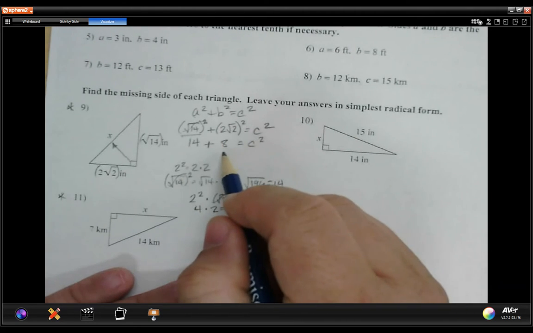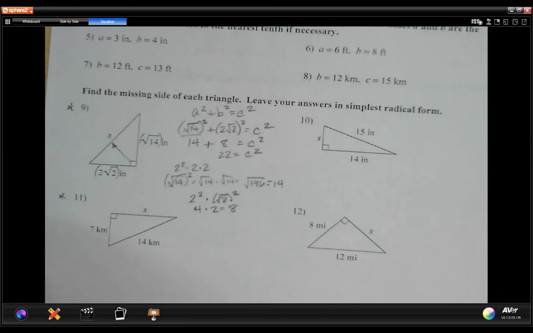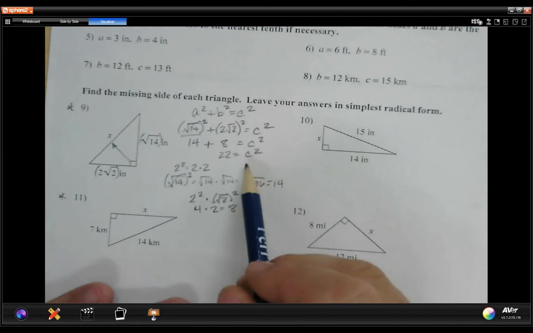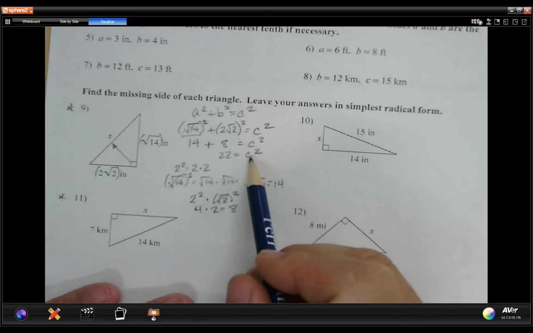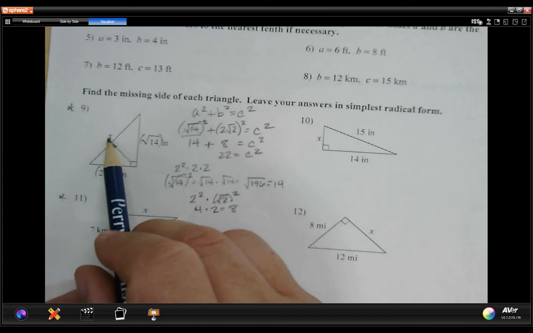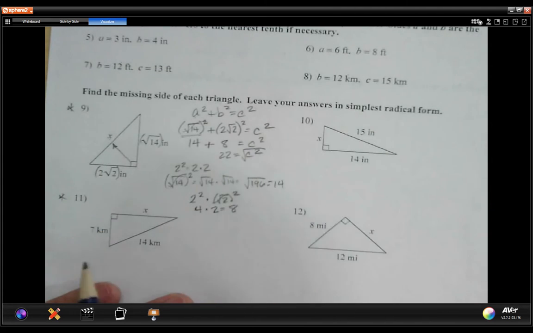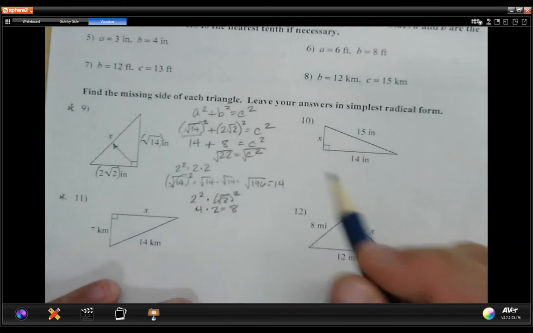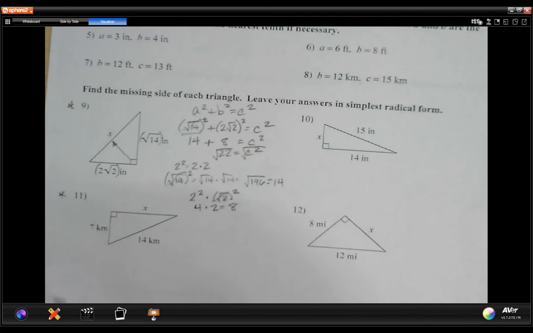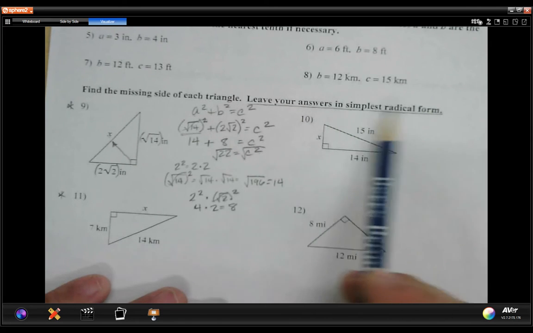So what I'm left with is 22 equals c squared, but I'm not quite done, right? Because now I have to undo this square in order to get c by itself, because that's really what I'm looking for. I'm looking for this quantity right here. So I've got to take the square root of c squared, which again undoes that, but I also have to do it to this side over here. Now here's the last question we have, because here's my instructions. It says leave your answers in simplest radical form.